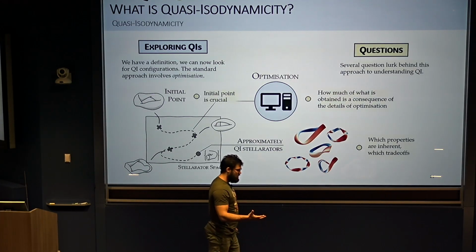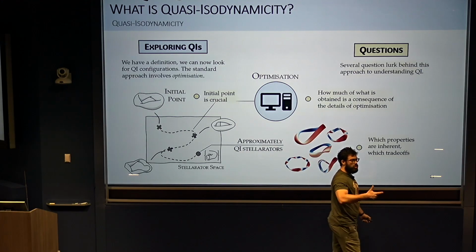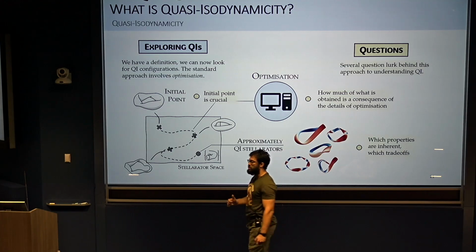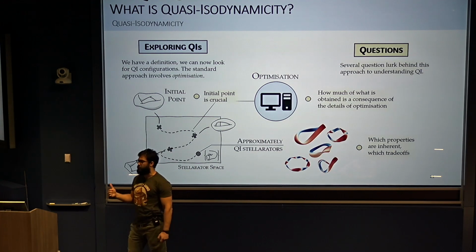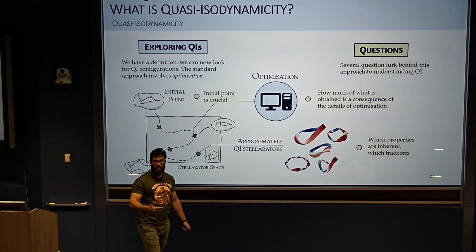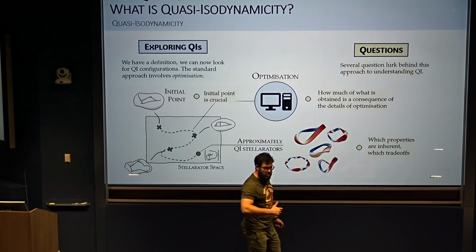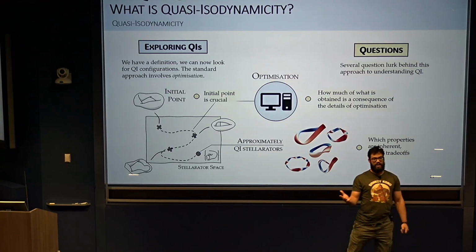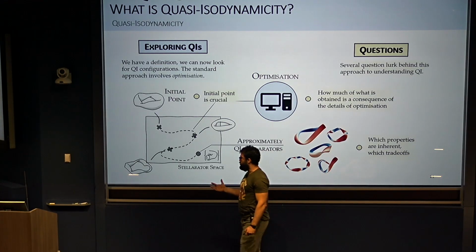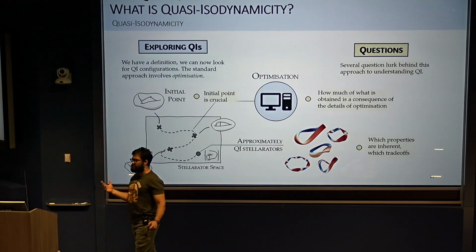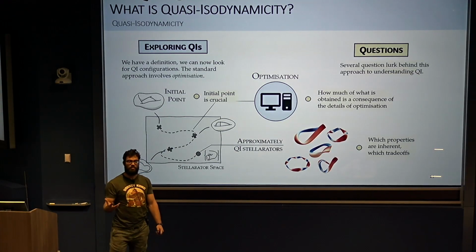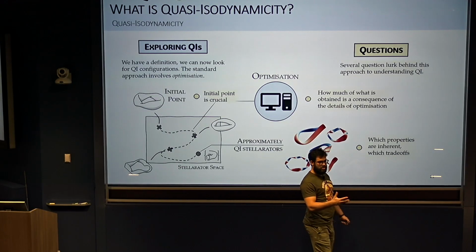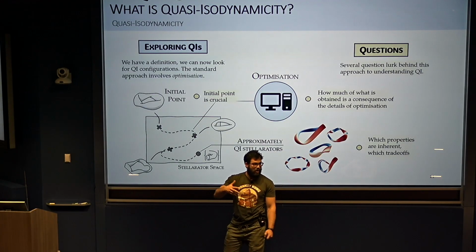But of course, this has a bunch of shortcomings, right? Optimization is quite a nonlinear process. It depends very sensitively on where you started. It depends on how I carried out the optimization. It depends on what I was really optimizing for. And so one is always left with the question of which parts of what I get are actually intrinsic to the concept, and which aspects are just circumstantial, in the sense that they just depend on how I proceeded.